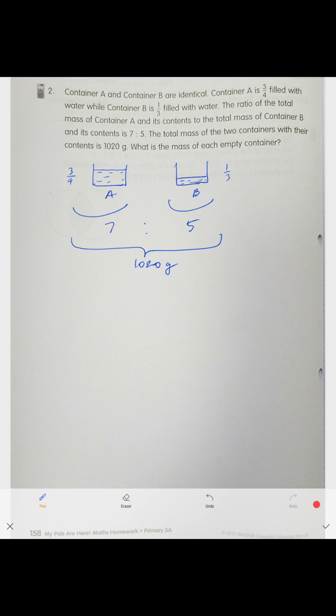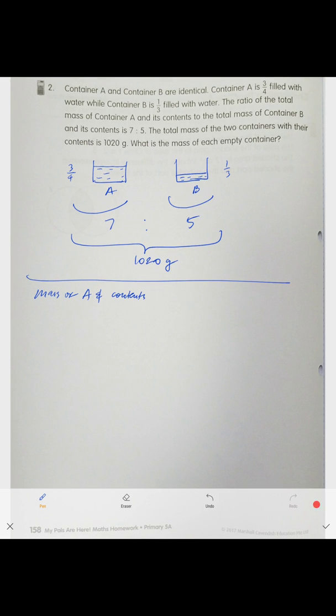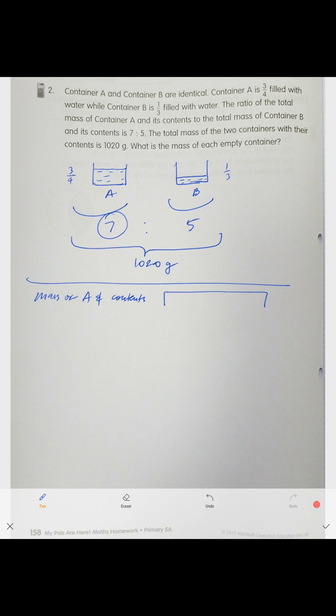1020 grams. Alright? This is your problem now. Now let's think about the solution. So you have total mass, so mass of A and contents. Mass of A and contents is 7 units. We consider our ratio 7 units. So this is what you draw: 2, 3, 4, 1, 2, 3. And then you have the same for B, mass of B and contents. What is it? 5 units. 5 units. And you know that the total is 1020 grams.